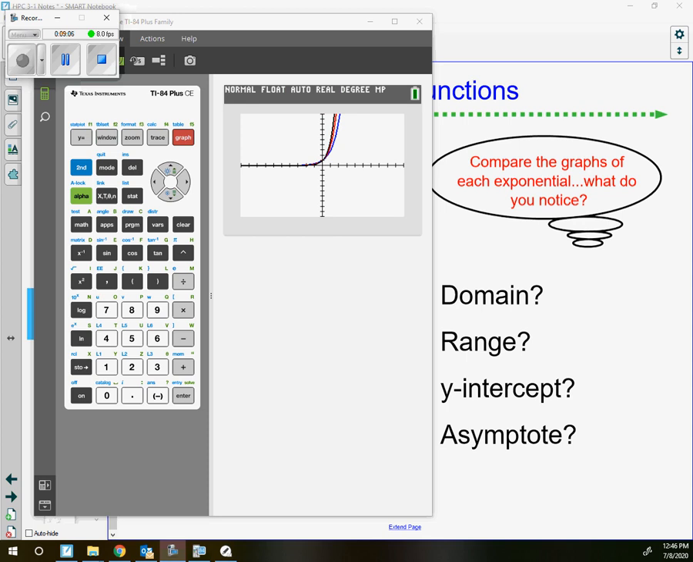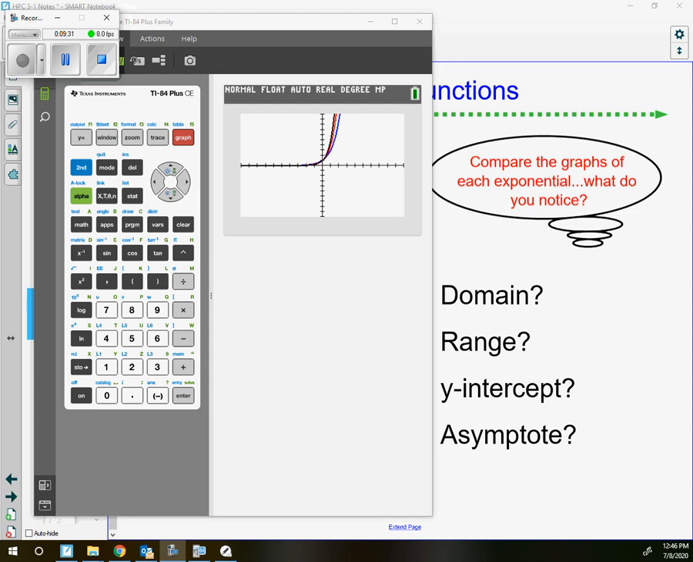All right, so here are my 3 equations. The 3 to the x is the blue, the 4 to the x is the red, and the 5 to the x is the black. Okay, so what happens? Let's talk about domain. Still all reals, right? We have numbers all the way across. Range, still greater than 0, so that's still the same. Y-intercept, look, they share that. They all have a y-intercept of (0, 1), because 3 to the 0, 4 to the 0, 5 to the 0, still 1, right? Anything to the 0 power. Asymptote, still the x-axis.